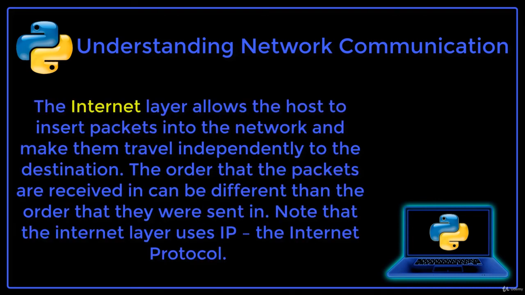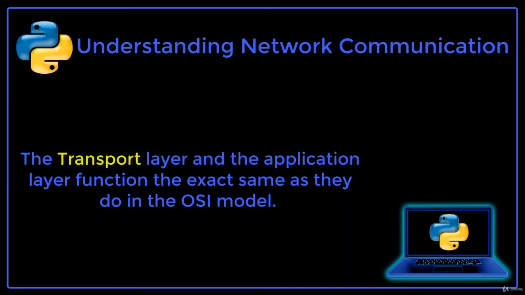The internet layer allows the host to insert packets into the network and make them travel independently to the destination. The order that the packets are received in can be different than the order that they were sent in. Note that the internet layer uses IP, the Internet Protocol. The transport layer and the application layer function the exact same as they do in the OSI model.